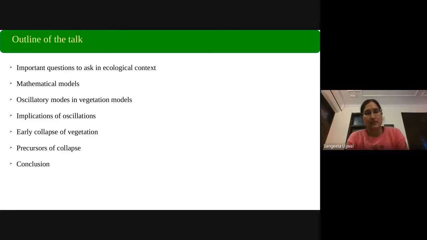As we will see, these oscillations have a very important consequence that can lead to early collapse of vegetation. So what do we mean by this early collapse of vegetation that we are going to discuss? And we will also touch upon a very important and trendy topic that deals with early warning signals of these collapses. So what are the phenomena or the precursors of these collapses? We are going to see some aspects of that study also. And at the end, I will just conclude.